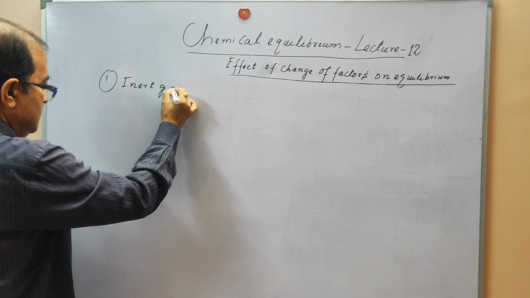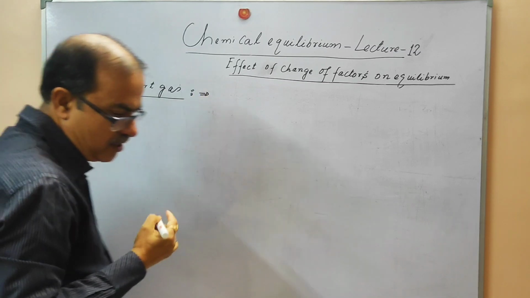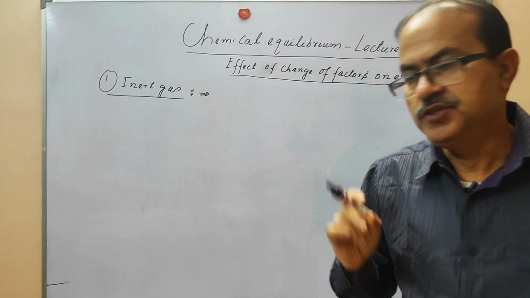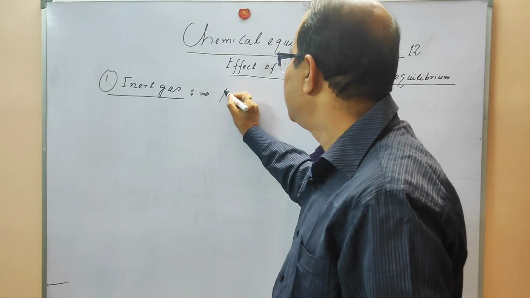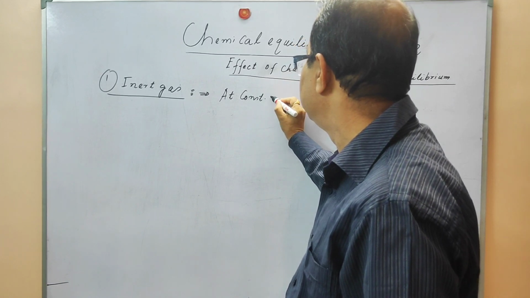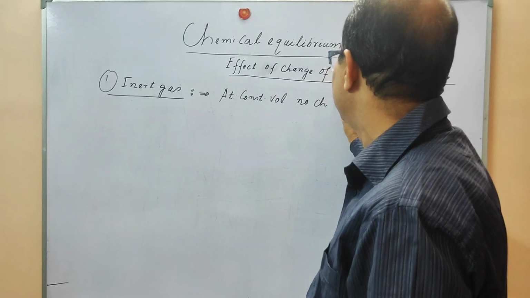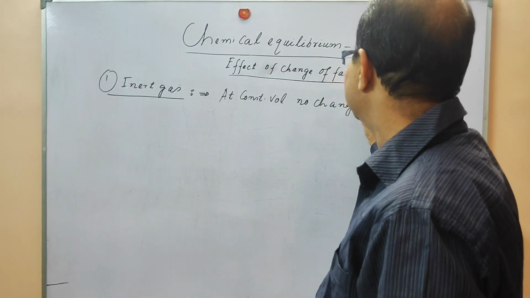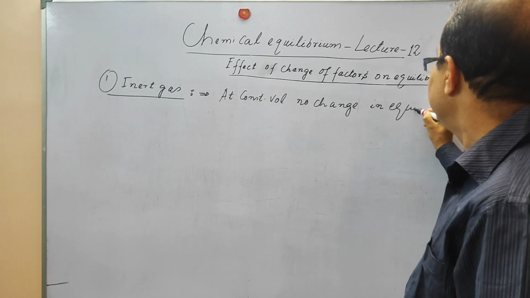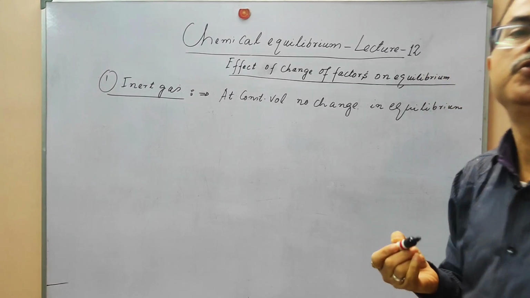Inert gas. When we apply inert gas at constant volume, then there will be no change in the equilibrium. We can write: at constant volume, no change. Equilibrium will remain as it is. No change in equilibrium.